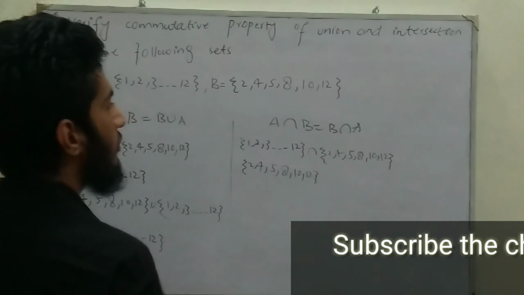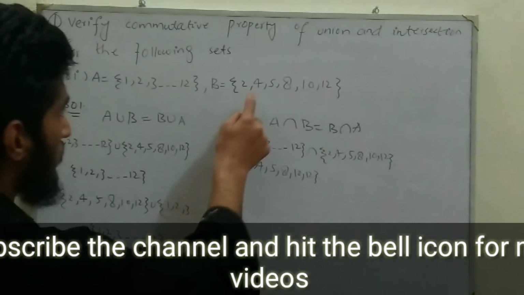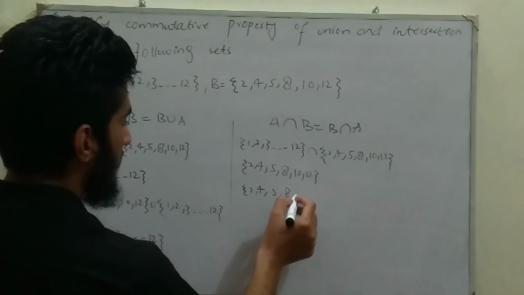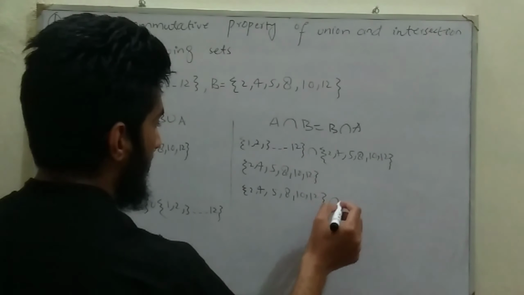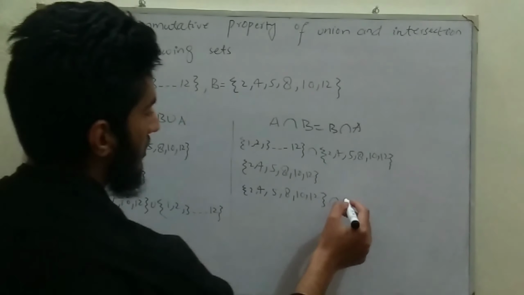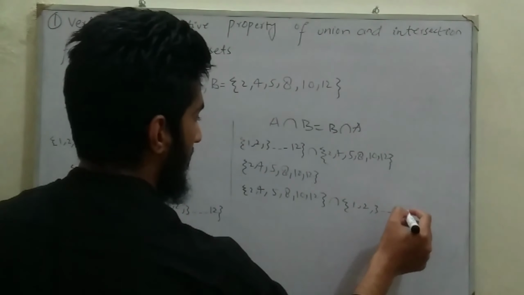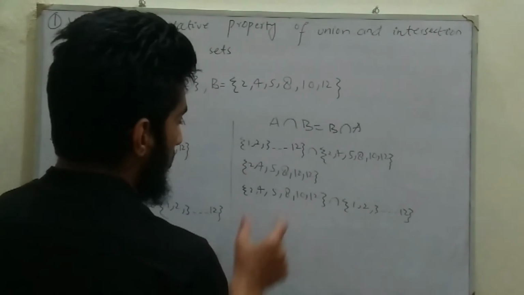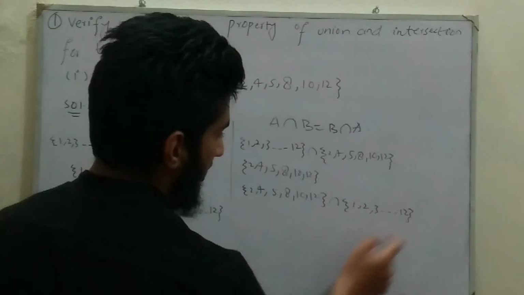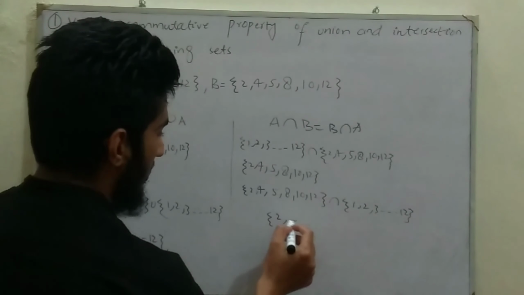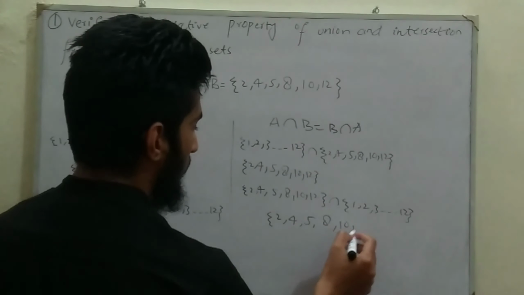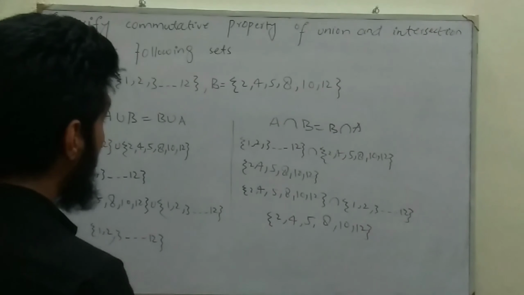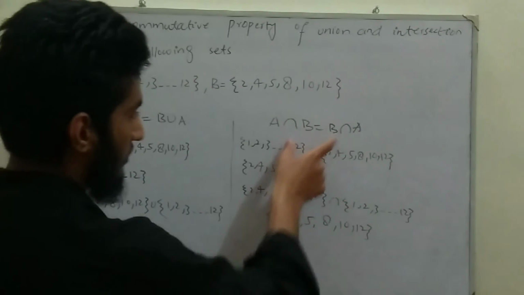This is A intersection B. Now we are finding B intersection A. So B is 2, 4, 5, 8, 10 and 12, intersection A, where A is 1, 2, 3 to 12. Now all those elements which are common in both of these two sets will be B intersection A. So 2, 4, 5, 8, 10 and 12 are common. So this will be the intersection: 2, 4, 5, 8, 10 and 12. This is B intersection A and this is A intersection B. These two are equal. It means that the commutative property for the intersection is verified.